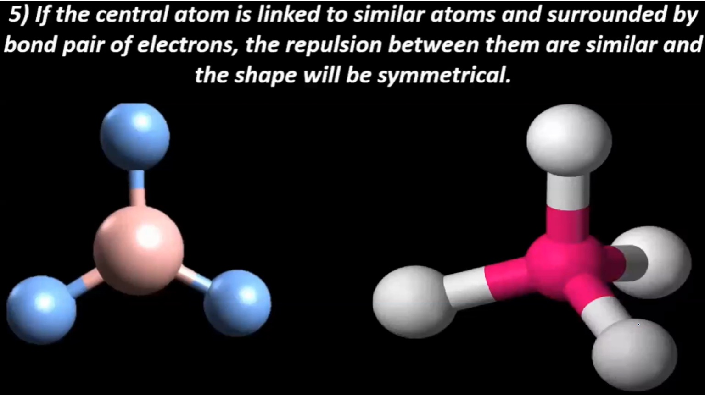Okay, guys. Now these things are extremely important. If the central atom is linked to similar atoms and surrounded by bond pairs of electrons, I repeat, because some part is cut because of the projection. If the central atom is linked to similar atoms, give me an example, quick. Maybe BF3, maybe CH4, right? We're going to see these two examples now. Surrounded by bond pairs of electrons means there is no lone pair of electrons, only bond pairs. Then the repulsion between them is all similar and the shape will be symmetrical.